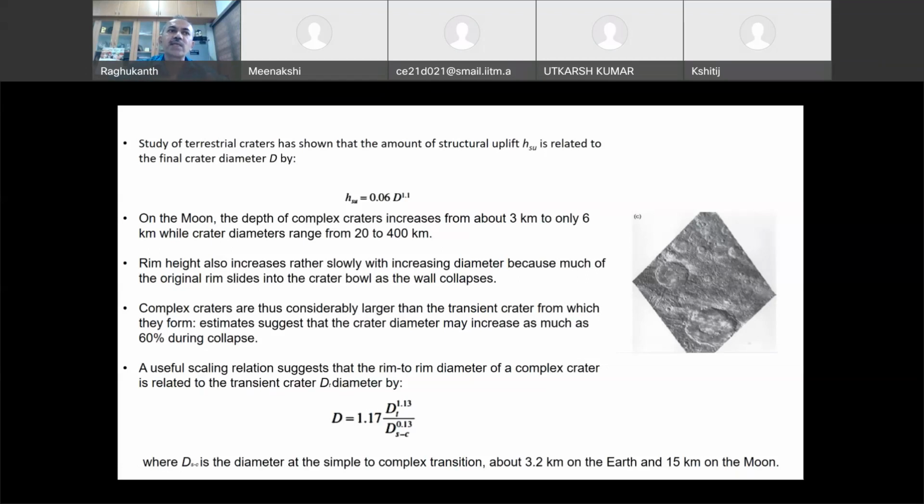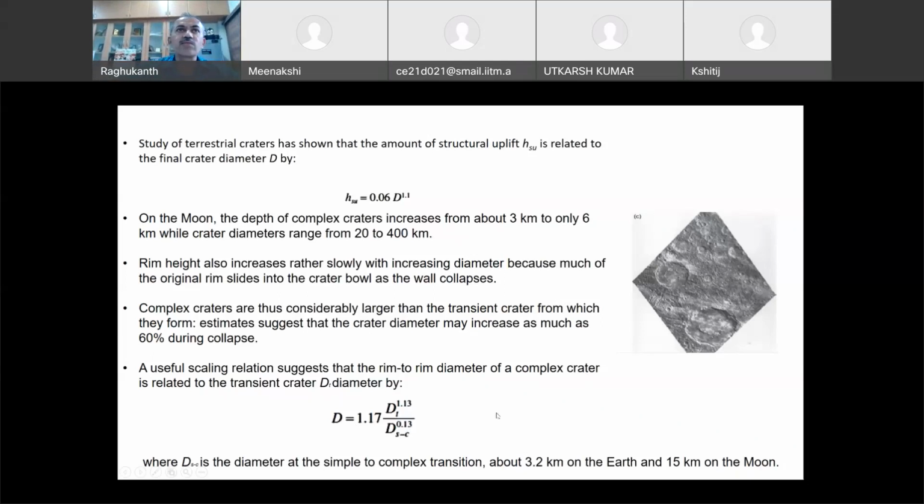Then complex craters are considerably larger than the transient crater. Initially everything is a simple bowl-kind of thing, but then because of gravity it collapses, so automatically it becomes a complicated kind of thing. There are some empirical relations to find the rim-to-rim diameter of a complex crater. It is 1.17 times Dt, where Dsc is the simple-to-complex transition diameter, and Dt is the transient crater diameter.